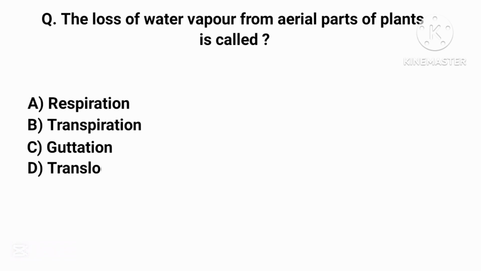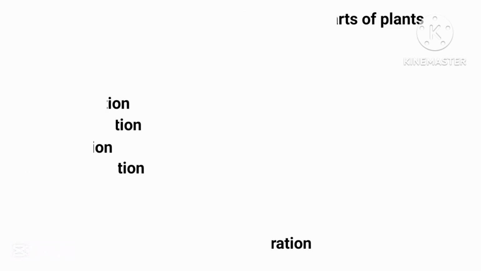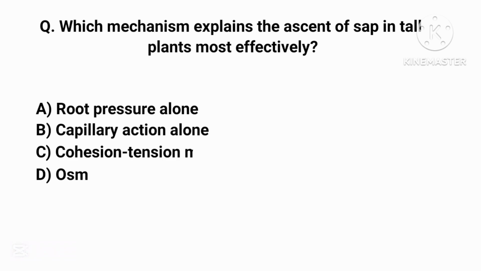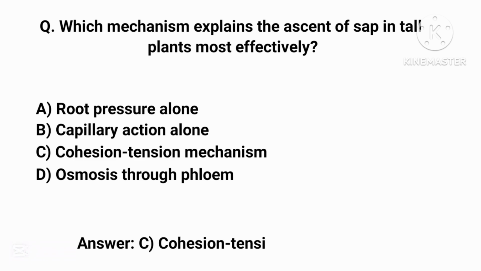The loss of water vapor from aerial parts of plants is called? Correct answer is option B, transpiration. Which mechanism explains the ascent of sap in tall plants most effectively? Correct answer is option C, cohesion tension mechanism.